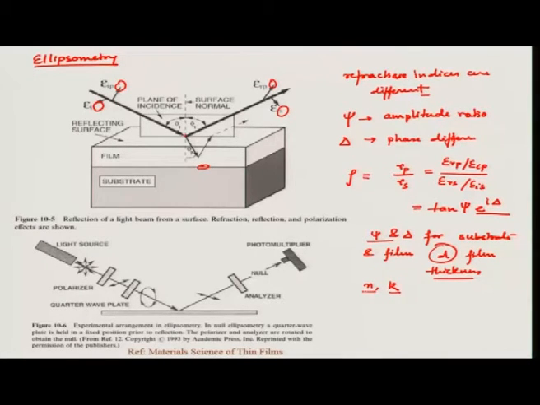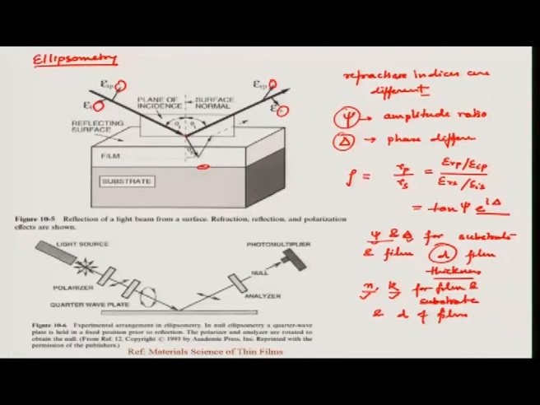Because there are 5 parameters involved, psi and delta for both film and substrate, and also the film thickness, there are 5 components which all depend on n, k for film and substrate, and d of film. So, you need to use a model-based approach to create different models, and see which model fits the observed values of psi and delta.